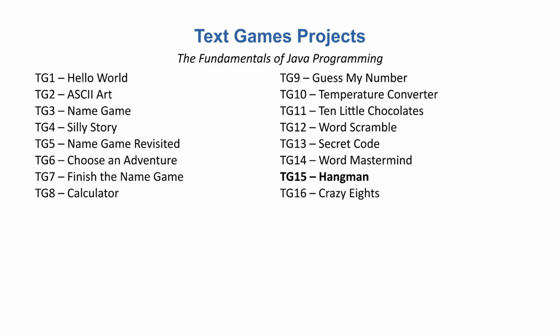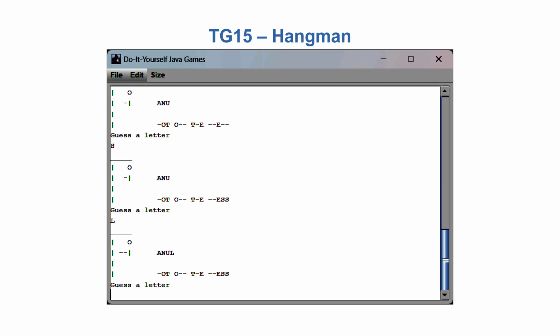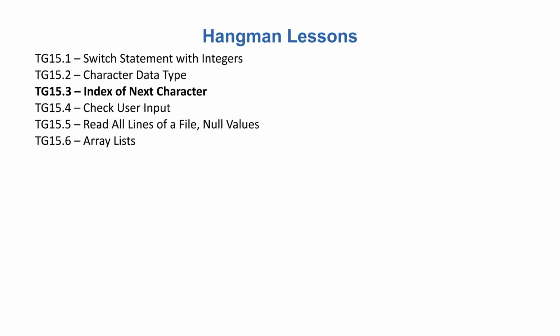We're currently working on the 15th project, TG15 Hangman. You'll be given a puzzle that shows how many words are in the phrase and how many letters are in each word, like this. If you guess a correct letter, the puzzle will show every place it's used in the phrase. If you guess an incorrect letter, that letter will be added to the list of wrong guesses, and another part of the stickman will be added to the hangman gallows. The object is to guess the phrase before all 10 parts of the stickman are drawn. This is lesson TG15.3, where you'll learn to get multiple indexes of a character in a string.